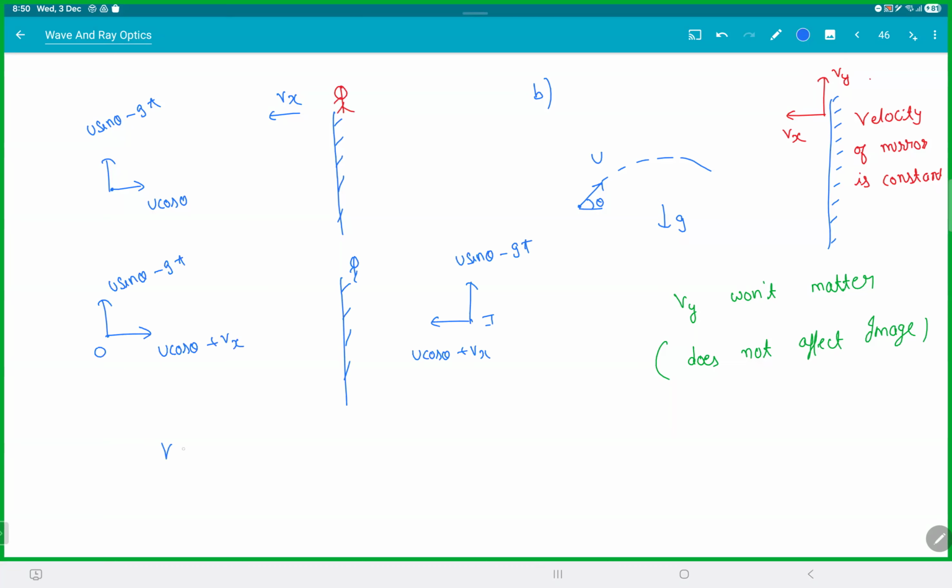So velocity of the image with respect to ground will be velocity of image with respect to mirror plus velocity of mirror with respect to ground. So this will be minus of (U cos theta plus Vx) i cap plus (U sin theta minus gt) j cap, and the mirror itself is going with minus Vx i cap. Clear with this?